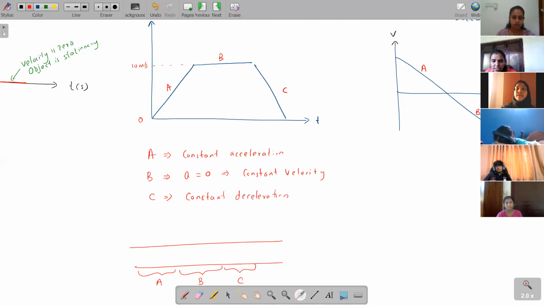Okay, send me the answer for this graph quickly. Send me the answer now. Think about this and tell me the answer for this one.